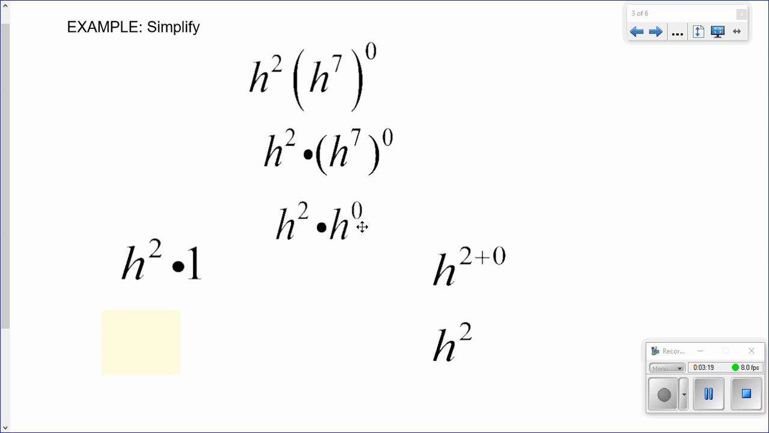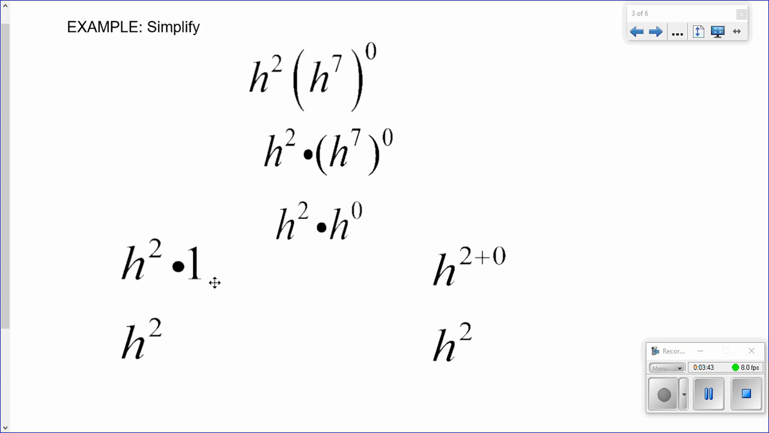The other way you can think of it is apply that 0 exponent first, which just changes that h to the 0 to a 1, which h squared times 1 is just h squared. Another thing you could have done is, because even though this is a power inside, because it's being raised to a 0, all of this automatically changes to a 1. So you could just start here. So like I said, there's lots of ways you can go for it.